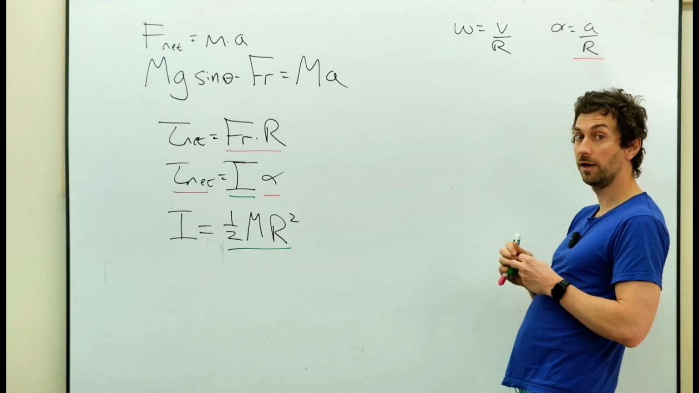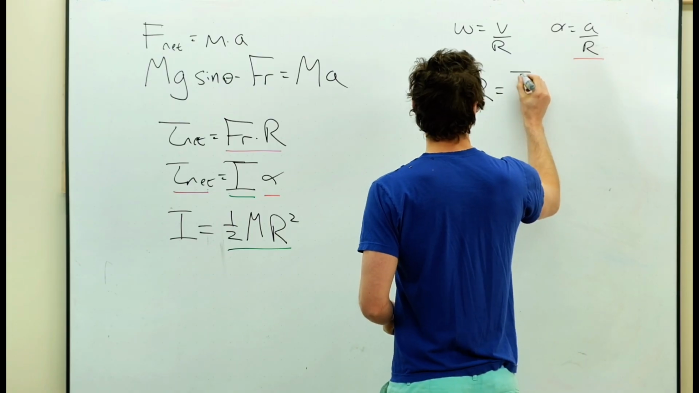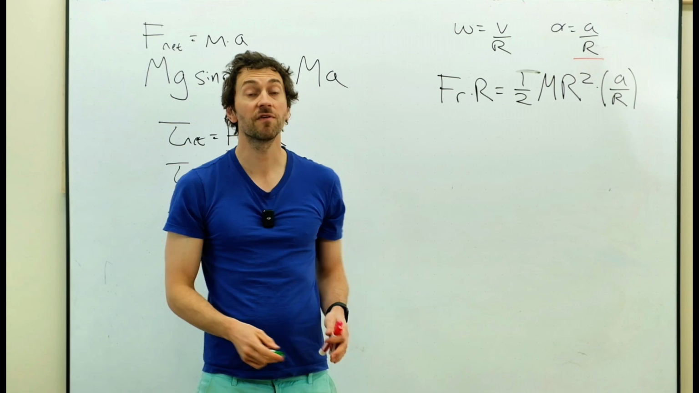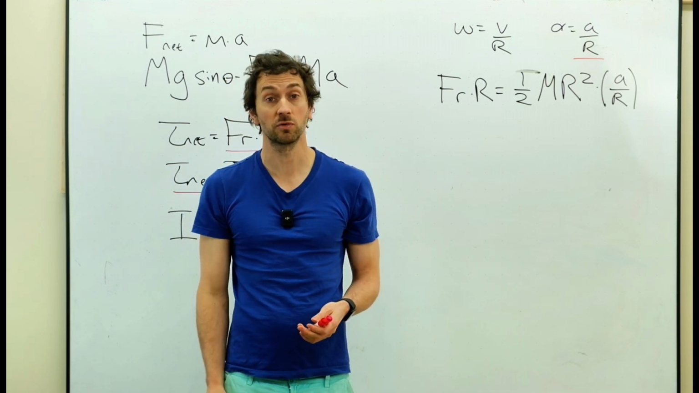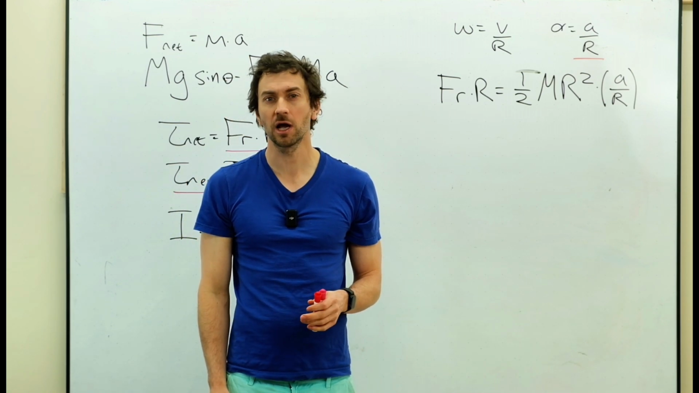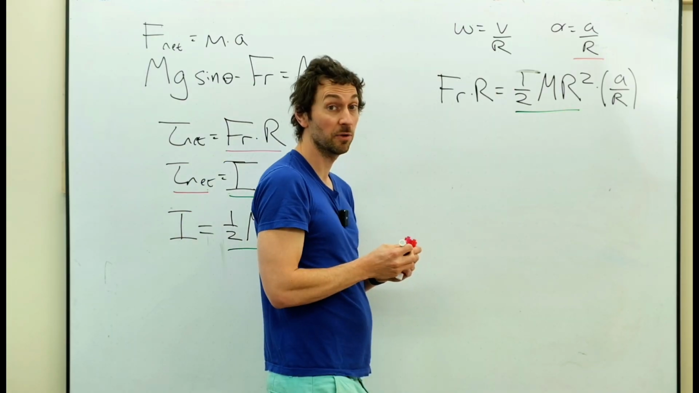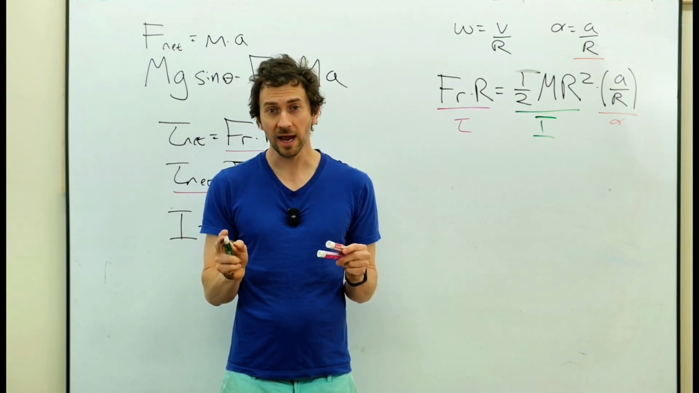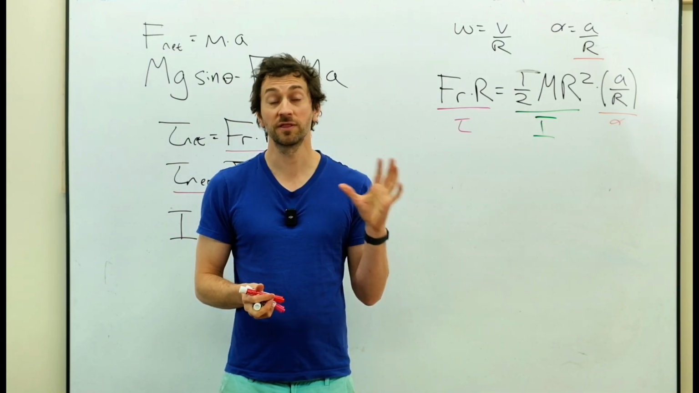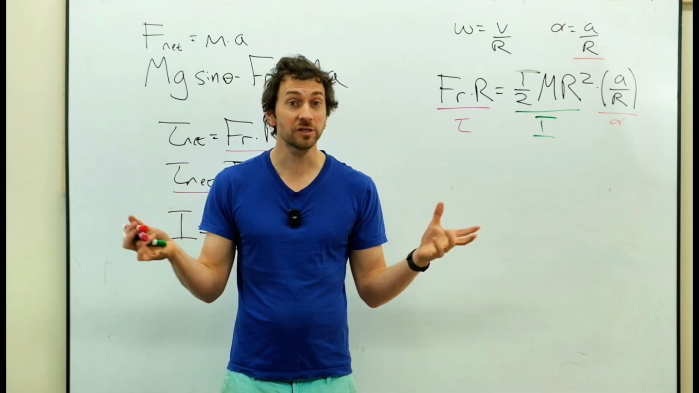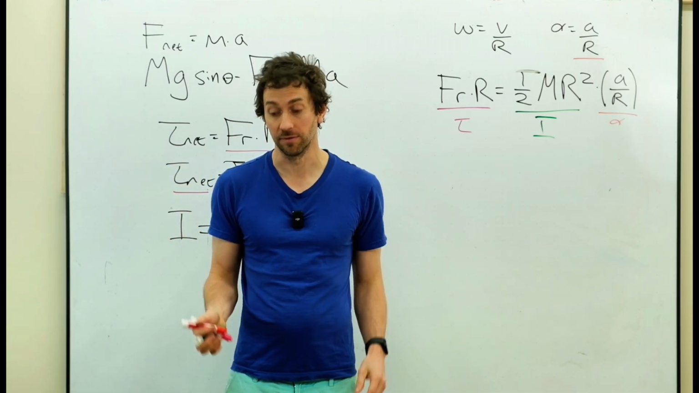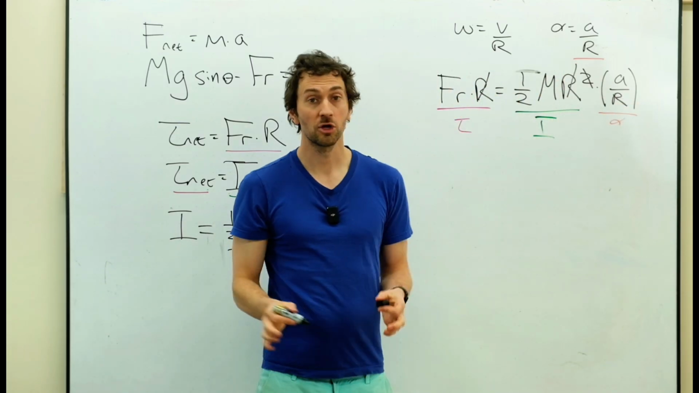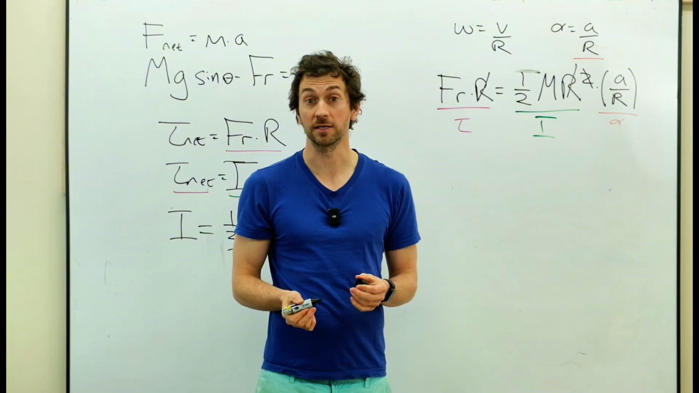All right, so we've got to plug all that in now. So we get F_f times R equals 1/2 mr squared times a over R. I'll again color coordinate that. That's the moment, that's the alpha, and that's the torque. Now we can simplify this. We notice that there's a bunch of r's, and altogether all the r's are just going to cancel out. 1 here and 1 here. So we get an expression for the force of friction like this.